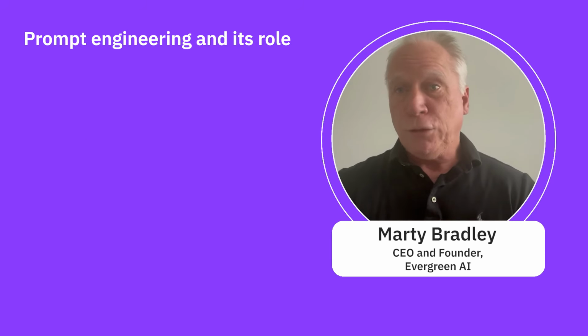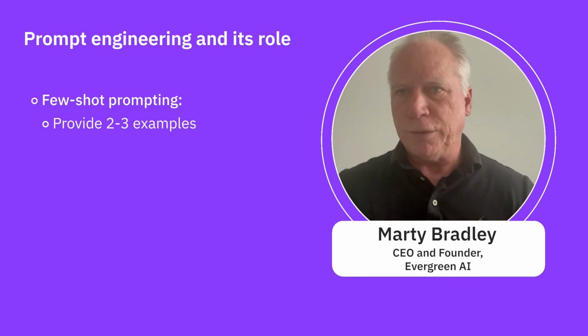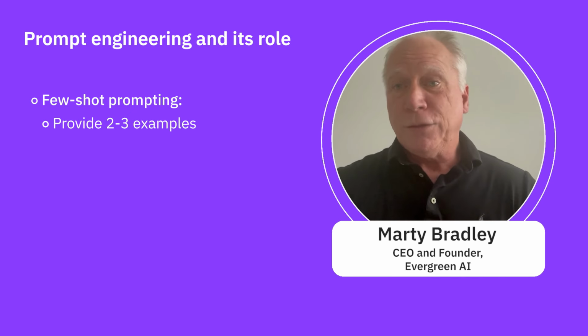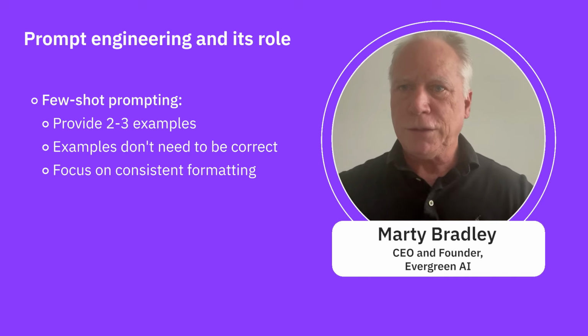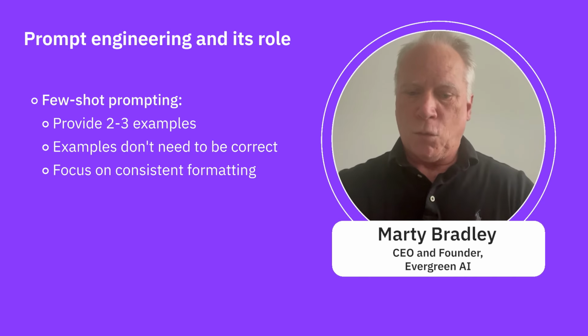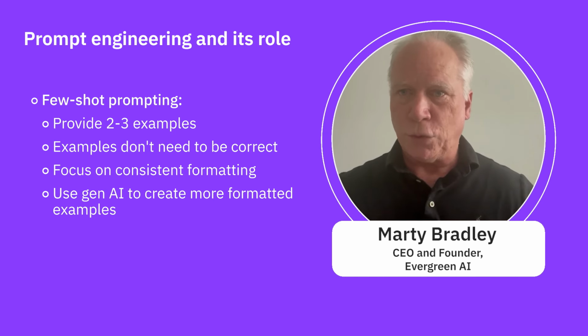There are things like few shots. You remember shots are examples. So few shot means you give it 2 or 3 more examples. And the interesting thing with the examples is they don't have to be correct examples. They just need to be formatted correctly. So what you can do is you can do a couple of examples, and then you can actually use Gen AI to create more examples for you in that same format, and then you can add that to your prompt.